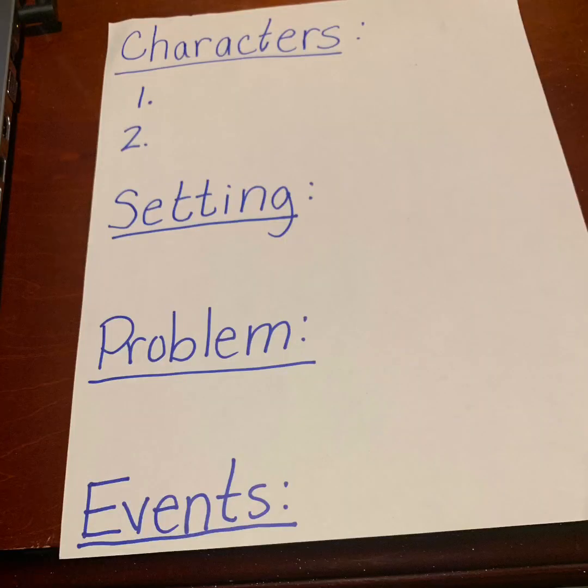So second graders, for your work for today and over the weekend, what I'd like you to do is a few things. First, I would like you on a piece of paper to write these things down. I would like you to tell me who are the two characters in our story. What is the setting, or where does it take place? What's the problem in our story? And then what other events happen in our story? Take a picture of that and post it on Class Dojo.